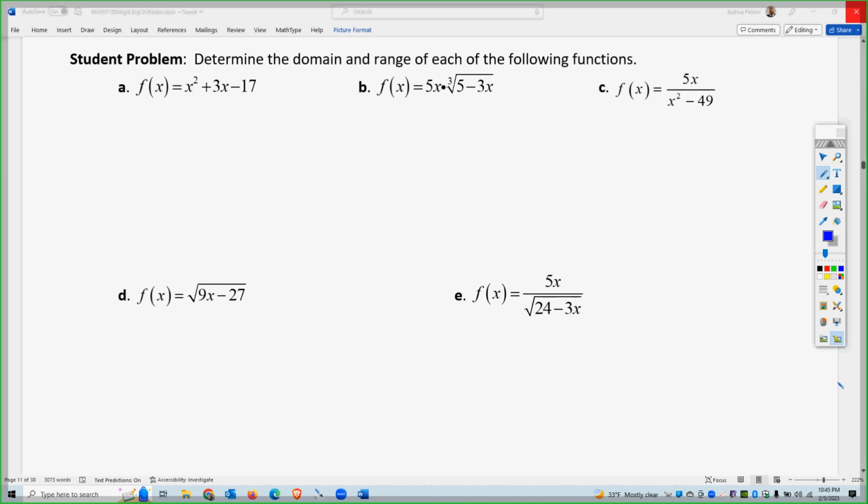Okay, so the first one, I look for a denominator, there isn't one. I look for an even root, there isn't one. So there are no domain restrictions here. So my domain is negative infinity to infinity.